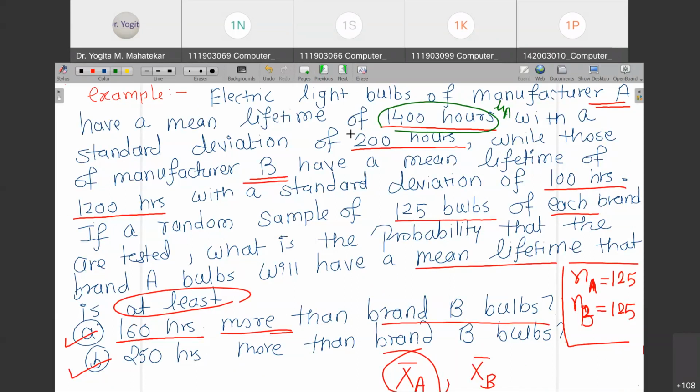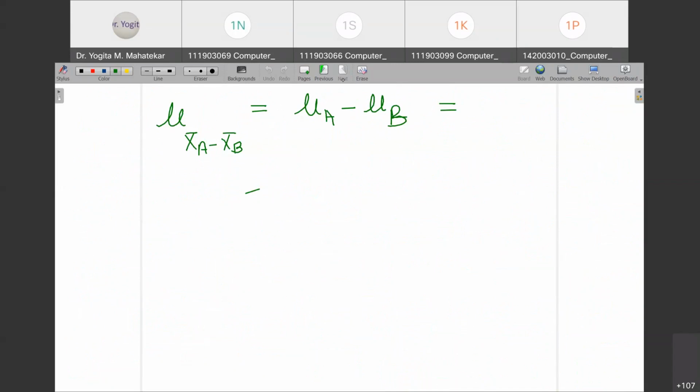And what is the standard deviation? This is sigma A, which is 200. And what is mu B? 1200. And what is the standard deviation, which I denoted by sigma B? 100. Just substitute the values. So mu A minus mu B is 1400 minus 1200, which is equal to 200 hours. So this will be the mean of the difference of means. This is the first thing that you note.